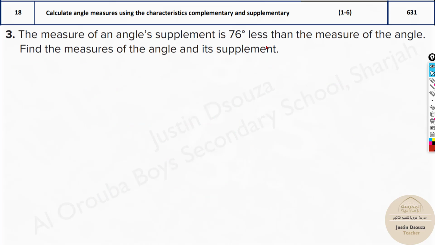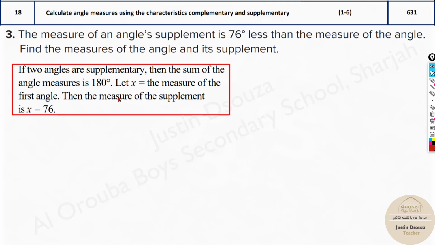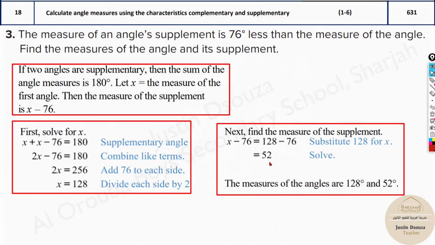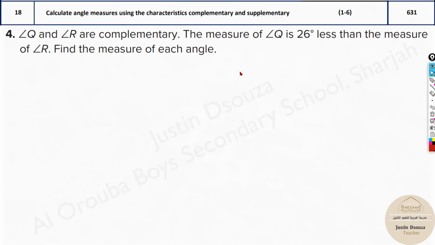Now again, it's about supplementary. They have told one angle is less than the other. Just like what we have done a while ago, consider the two angles. Now here one is x and one more is x minus 76. When you add them up, it should be 180 and you can easily solve them up. Once you find x, find the other angle. Don't forget to find the other angle, because both the angles needs to be solved. Once you know x is 128, minus 76 will be the other angle. Please do these by yourselves.